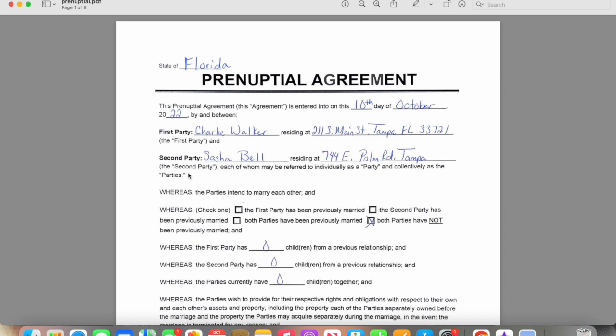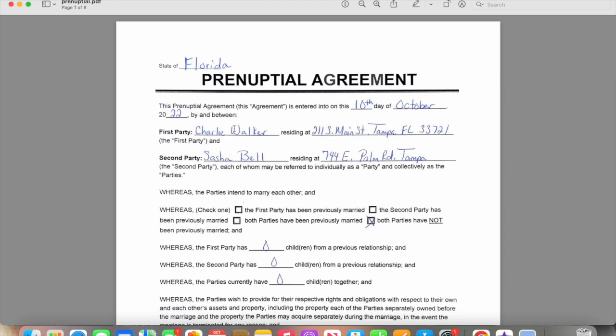Now, the date definitely should be like one of the first things that's on the prenup, and it needs to be the day that you're actually signing it. And if it is not the day that you're actually signing it and notarizing it, then you need to draw one line through it and write the correct date at the top.